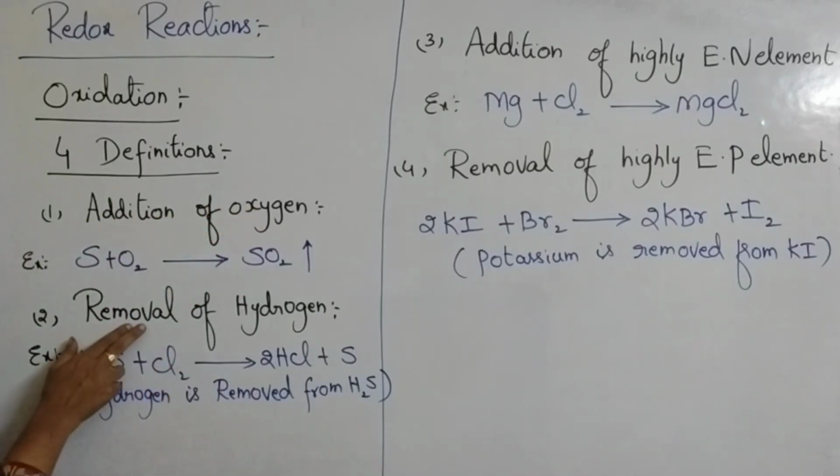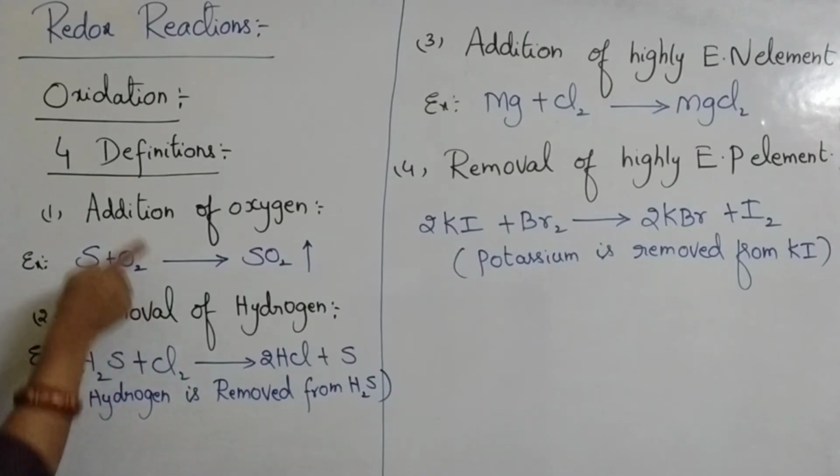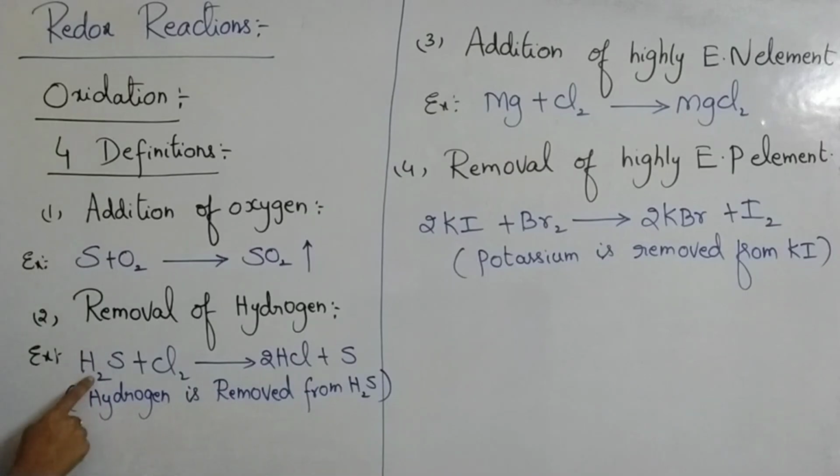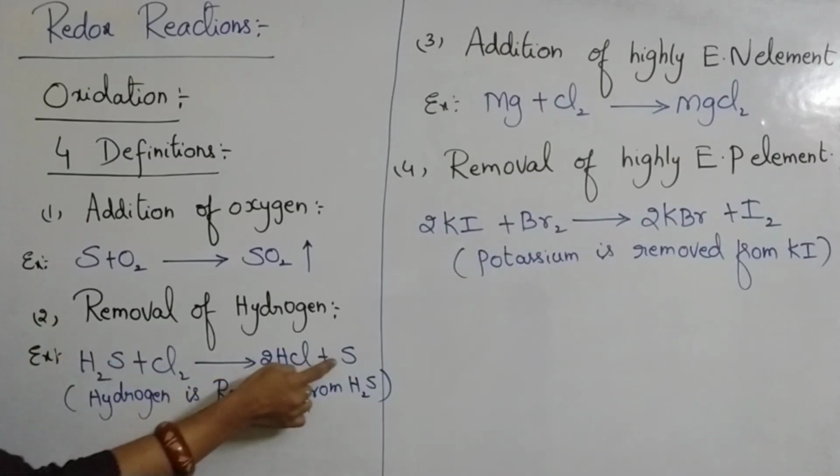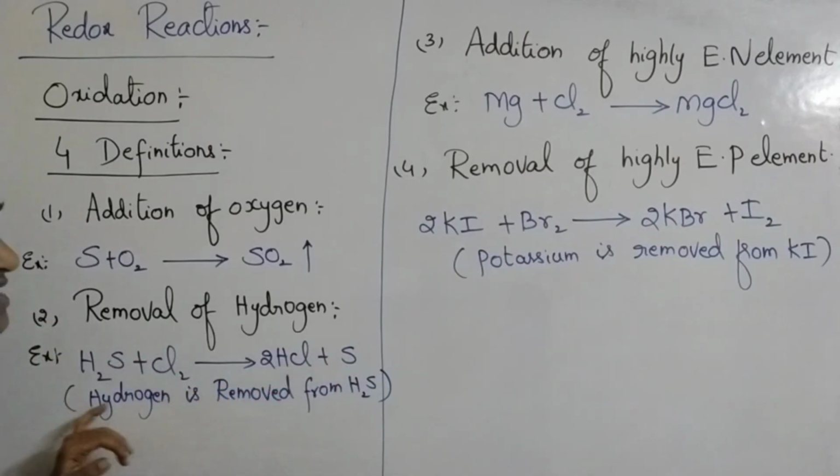Next, removal of hydrogen. If hydrogen is removed from any substance, then also you can call it oxidation. See this example, H2S means hydrogen sulfide. When it reacts with chlorine, it forms 2HCl plus S. That means here hydrogen is removed from H2S and the elemental form of sulfur is formed.